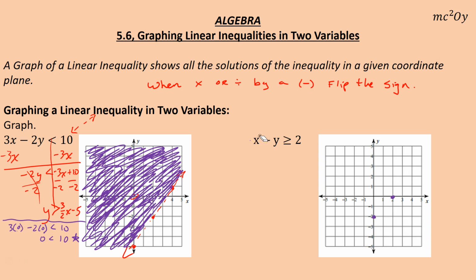There's 2 points. 2 points can make a line. In fact, I can figure my slope. If I rise 2, I run 2. So I rise 1, I run 1. The line would look something like that. And it's a solid line.